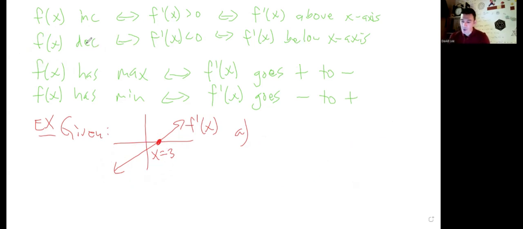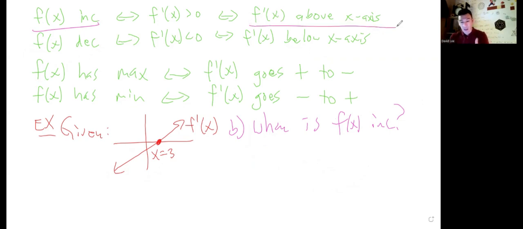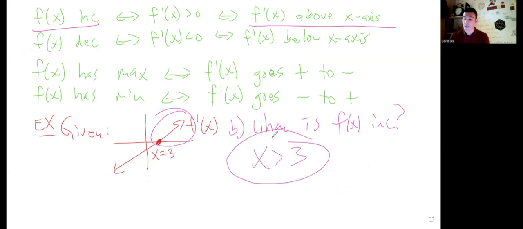That's part A. Here's part B. When is f of x increasing? So all I see is the graph of the derivative, but I can still tell you where the original graph f was increasing because of the fact f increases whenever its derivative is above the x-axis. When is the derivative above the x-axis? It's above the x-axis when x is after 3, or bigger than 3. That would be the answer to part B.